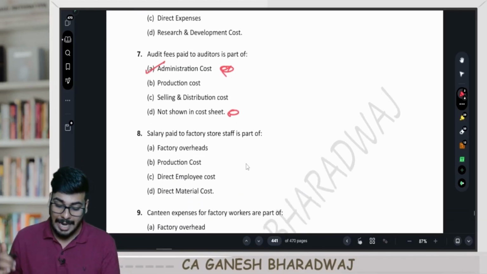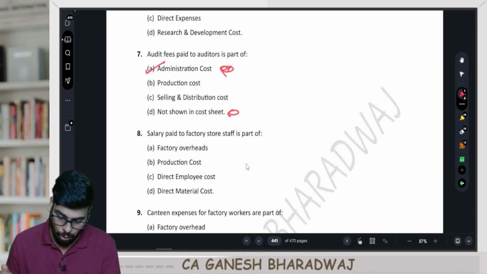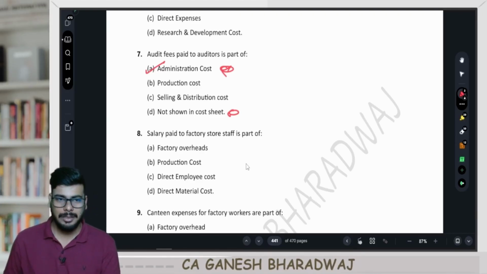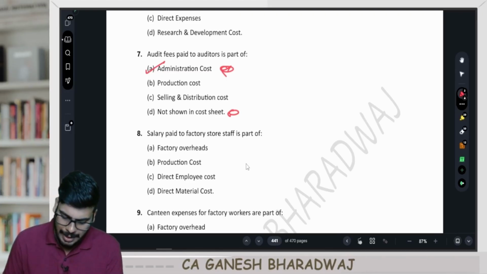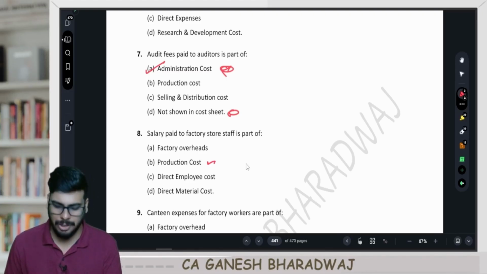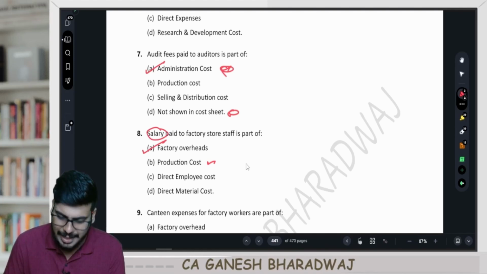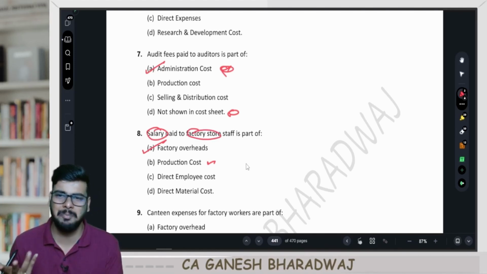Next, salary paid to factory store staff is going to be what? Tell me guys, factory, is it going to be production cost? Production cost means what? Okay, fine. Clearly they have given, this is very specific, factory overheads. Why? Salary generally is indirect. In the factory location. That's all guys, simple. Don't mug up.